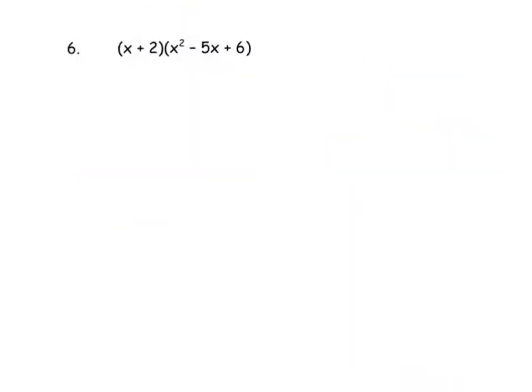All right, so I'm going to show you two ways to do this problem. It's a little different because you have a binomial multiplied by a trinomial. So let's do first just distribute. So to do just distribute, you would take each term in the first polynomial and multiply it by each term in the second polynomial. So you do x times x squared, that's x cubed. And then you could do x times negative 5x, which would be negative 5x squared. And then x times 6, which would be 6x.